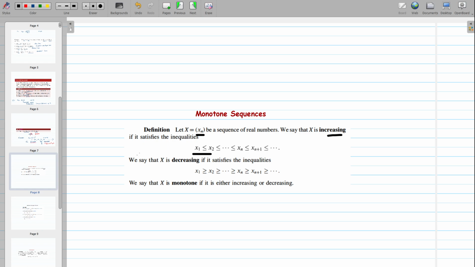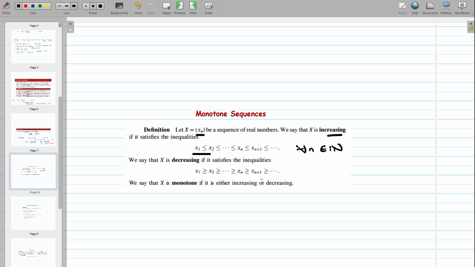So what we basically see here is that x1 here is our first term. Now our first term can even be x0, but here we start at x1. So we said our first term is x1, then our second term is x2, and then we have the other terms that follow. Now if the previous term is always less than or equal to the next term, and this has to be true for all values of n in the set of natural numbers, then our sequence is going to be increasing. Then decreasing is the other way around.